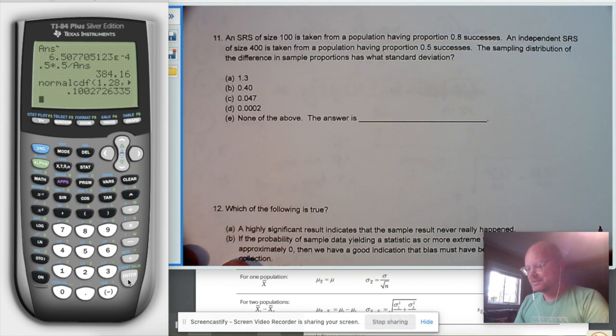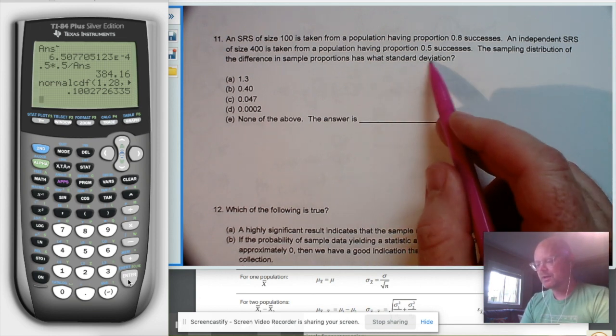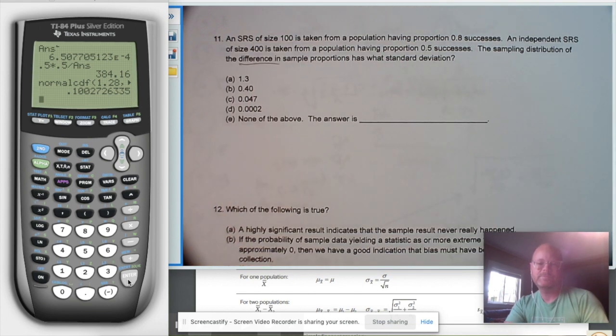All right, an SRS of size 100 is taken from a population having 80% successes. An independent random sample of size 400 is taken from a population having 50% successes. The sampling distribution of the difference in sample proportions has what standard deviation? Okay, so what's the standard error for the difference in sample proportions?